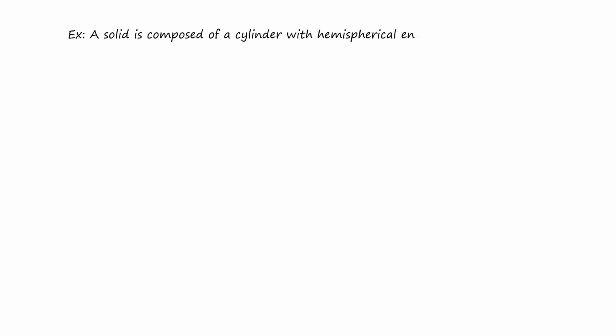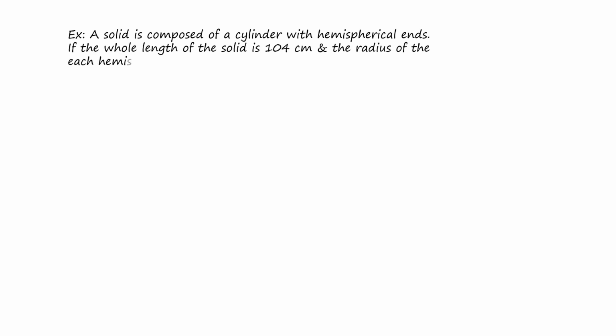A solid is composed of a cylinder with hemispherical ends. If the whole length of the solid is 104 cm and the radius of each hemispherical end is 7 cm, find the cost of polishing the surface at the rate of rupees 2 per decimeter square. Let's draw the picture first.